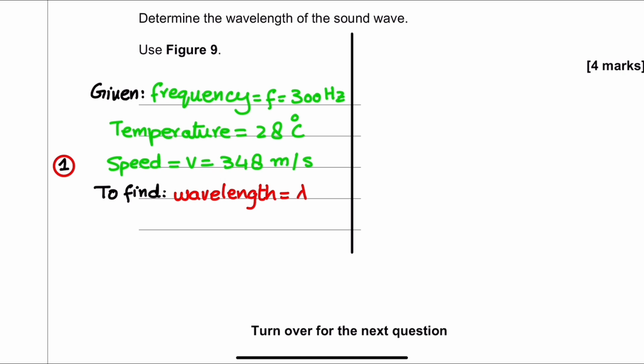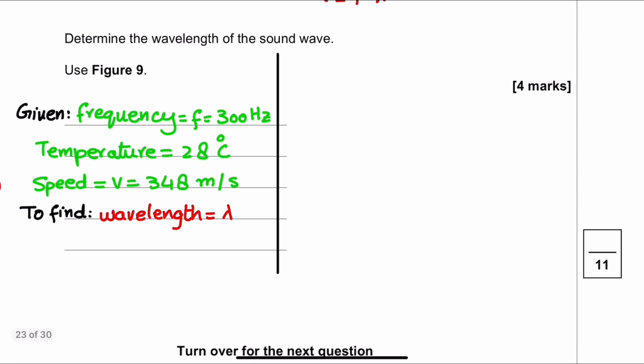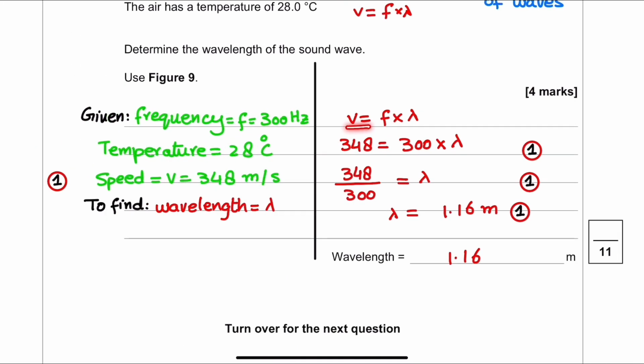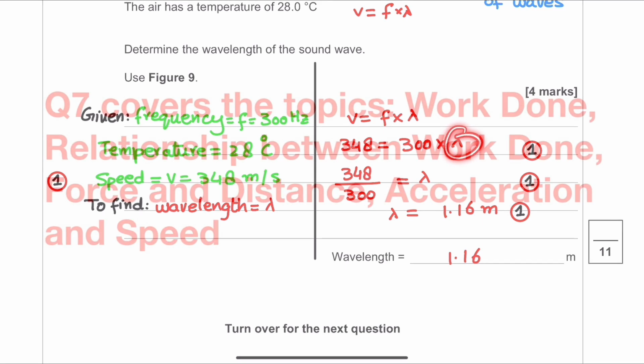We will use the formula V is equal to F lambda to find the wavelength of the wave. Let's see the model answer. V is equal to F into lambda. The speed of the wave is 348 meter per second. The frequency is already given, that is 300 Hz. We need to find lambda.